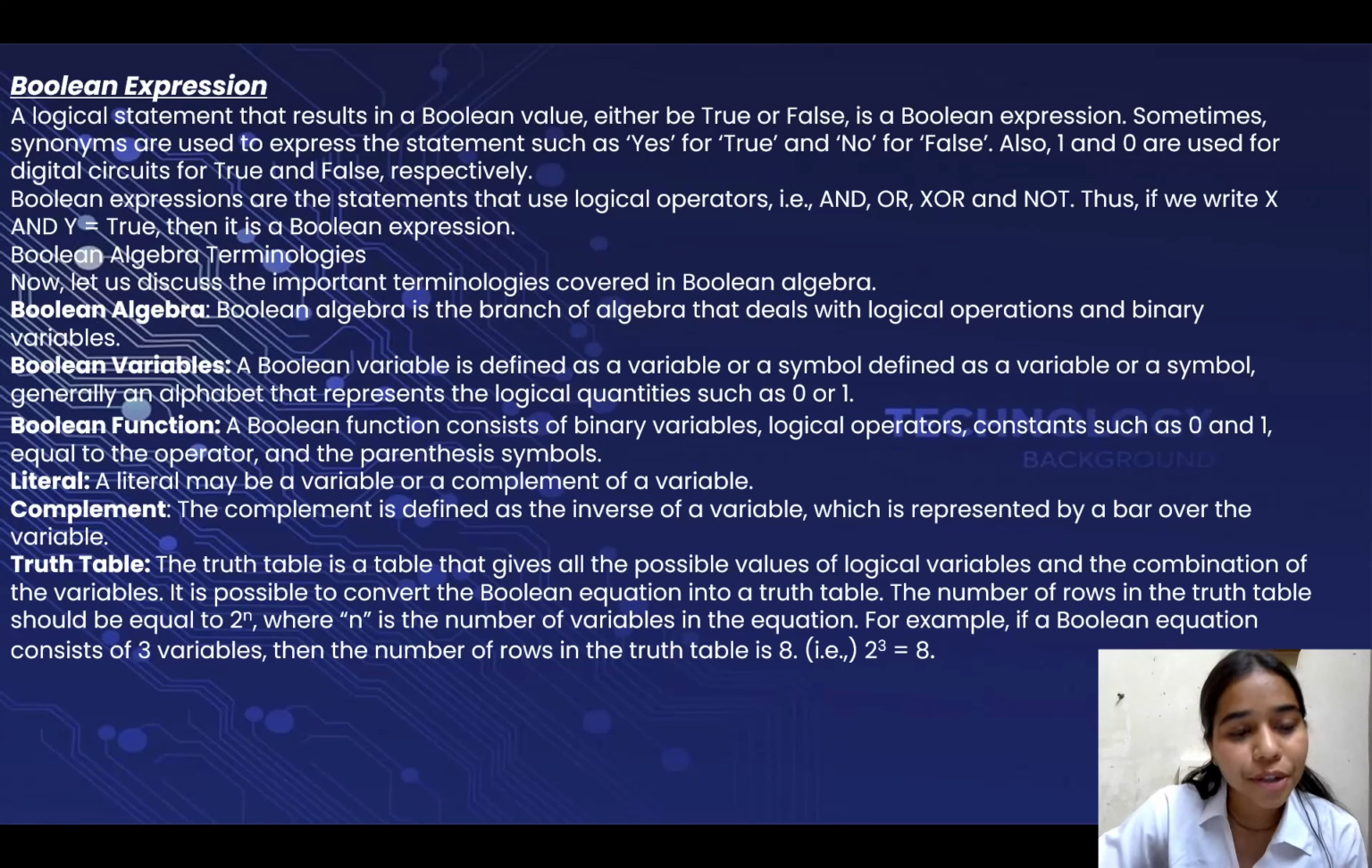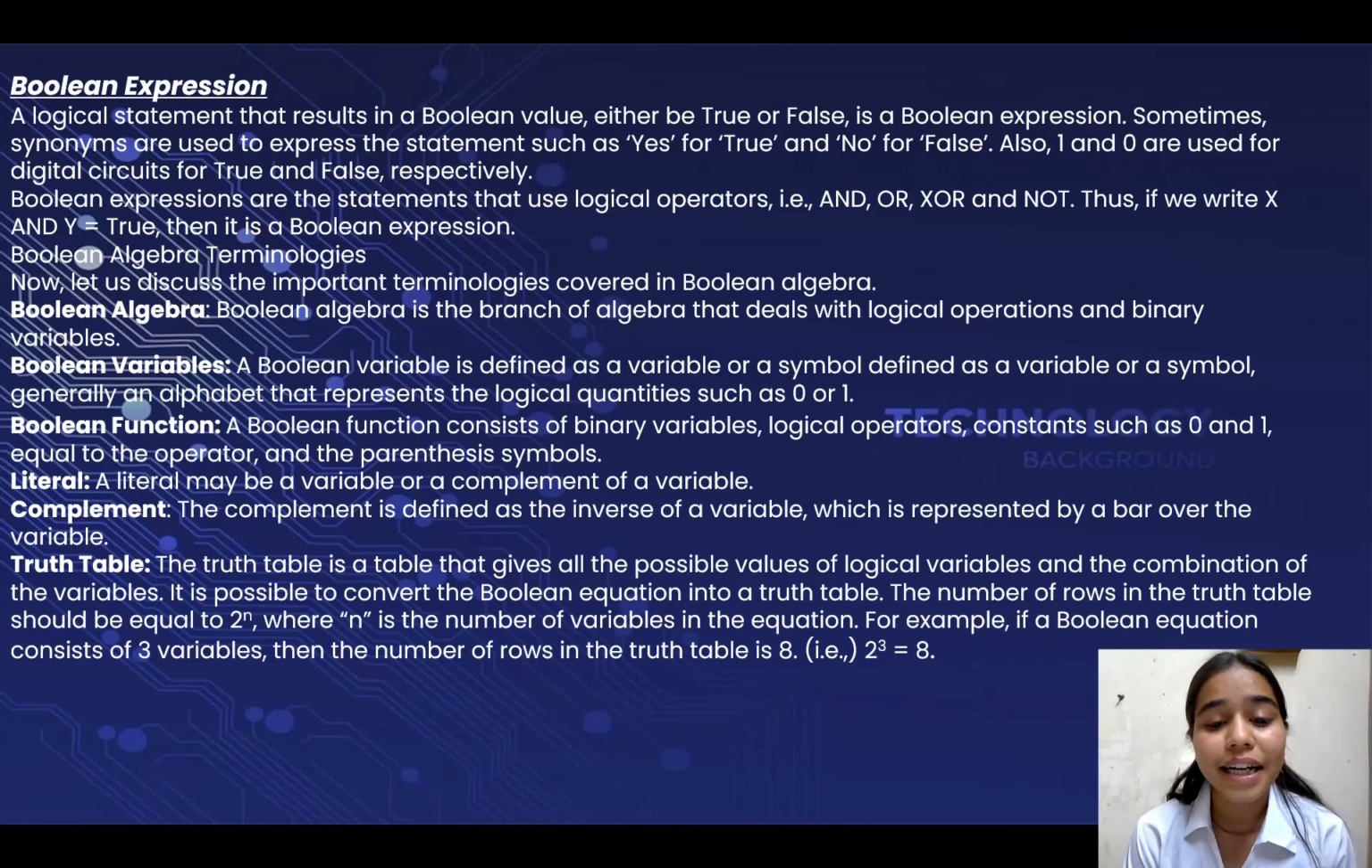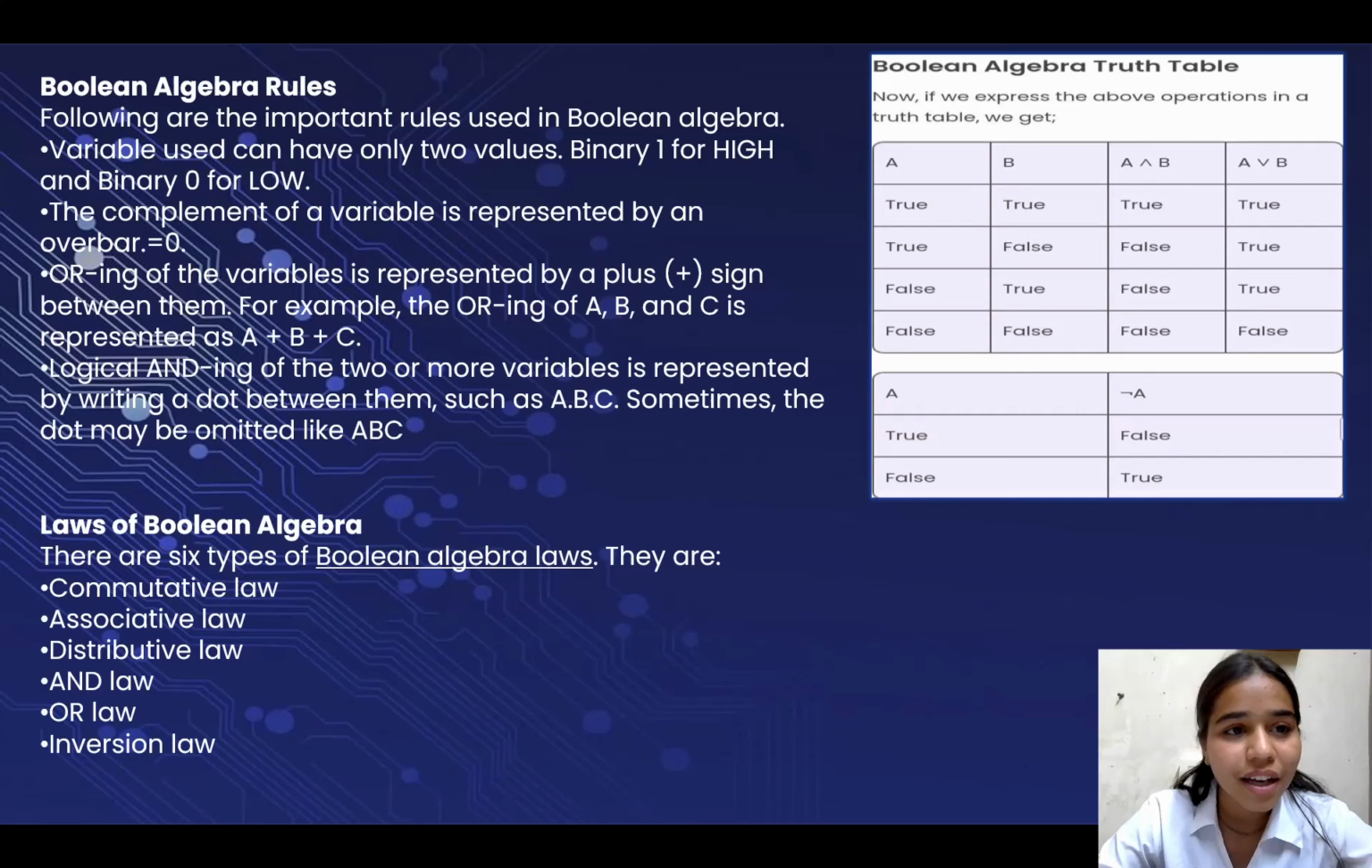Truth table is a table that gives all the possible values of logical variables and the combinations of the variables. It is possible to convert Boolean equations into a truth table. The number of rows in the truth table should be equal to 2 to the power n, where n is the number of variables in the equation. For example, if a Boolean expression consists of 3 variables, then the number of rows in the truth table is 8, since 2 to the power 3 equals 8.